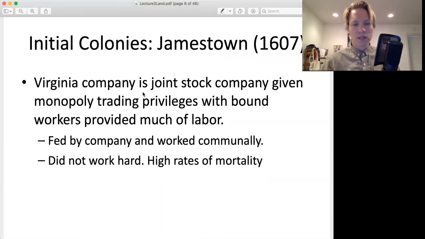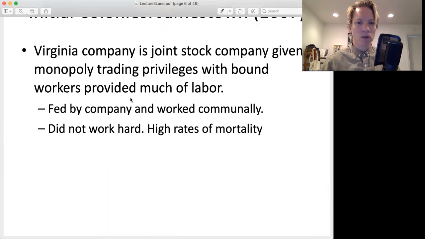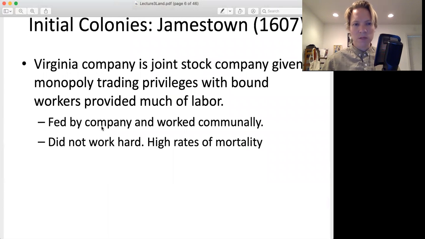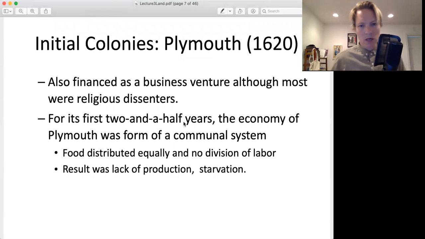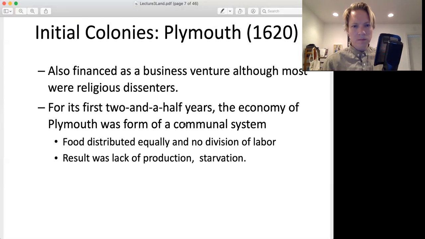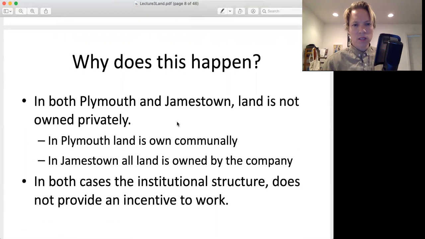It's kind of weird because they're actually working for a company here, so it's communal, but under the auspices of a corporation. Again, the yields are low, and there are very high rates of mortality. The Plymouth colony has similar conditions, where they have a communal system, and the food's distributed equally, and there's just low yields and starvation, high mortality.